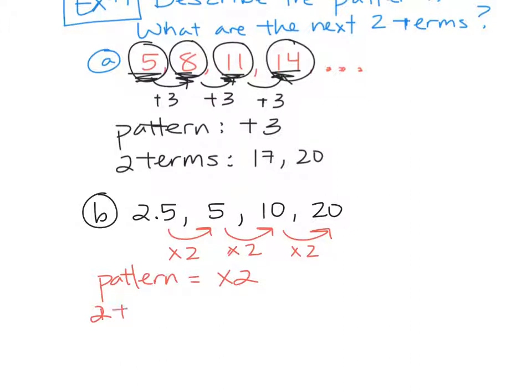And then for the next two terms, you're going to multiply by 2. So what would come next? 40. 20 times 2. And then what would come after that? 80. 40 times 2 is 80. Okay. So find the pattern, find the next two terms. Questions on that? No, we're not done.